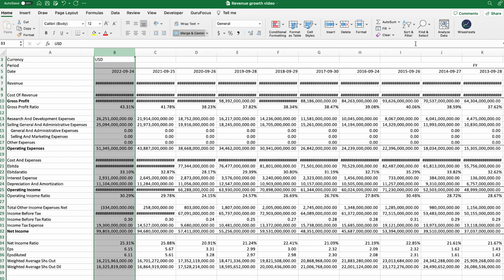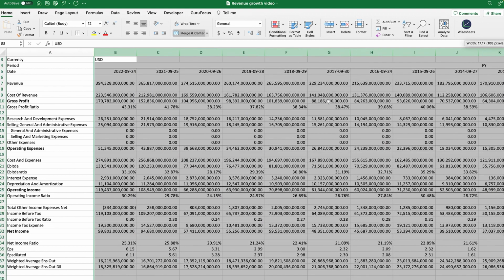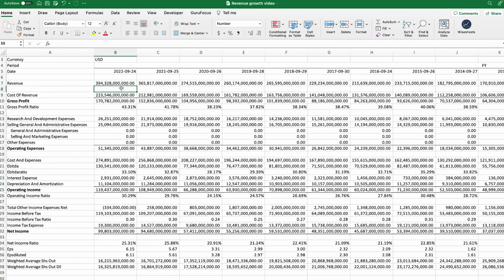And the reason why is because this is where you are able to find the revenue, and then from there you can calculate revenue growth. So we're going to start with the most simple method, which we already talked about, and that is the period over period revenue growth calculation method.